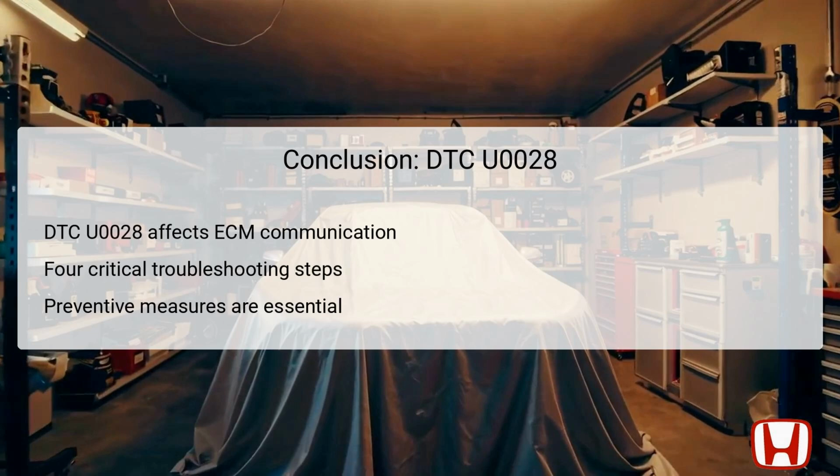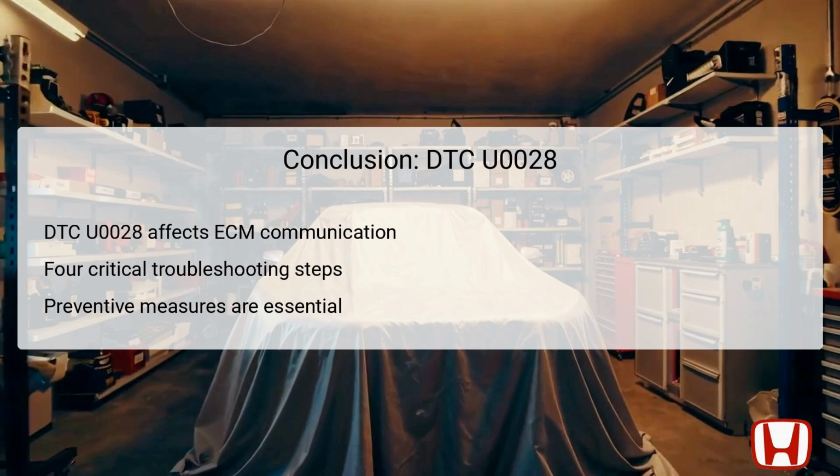In summary, DTC U0028 signifies a communication failure within the FCAN system that impacts the Engine Control Module, ECM, in the Honda Civic from 2006 to 2011. A meticulous process of troubleshooting includes recognizing the error, clearing the DTC, updating ECM software, and substituting a faulty ECM if necessary. Each step is vital for accurately diagnosing and resolving the issue to restore optimal vehicle performance.